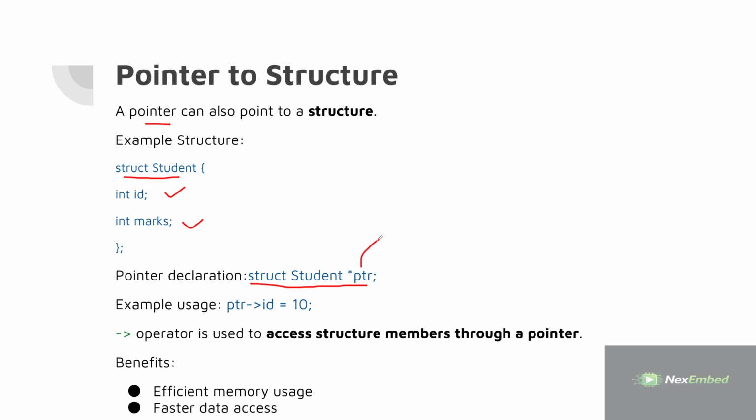If I want to access the id of this particular structure, then we go with the pointer arrow operator: pointer->id = 10. This is how we assign the id value to the struct student. The arrow operator is generally used to access a structure member using a pointer. It is efficient in memory usage, and data access will be faster when we go with a pointer to structure.